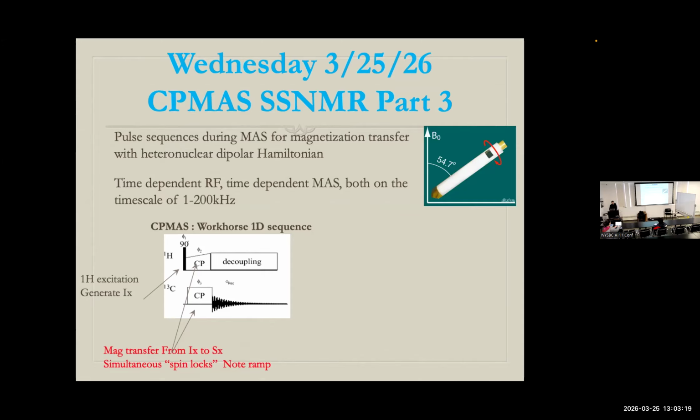This is what we're going to be talking about today. That's why the text is in red. Magnetization transfer from the protons to the carbon by means of simultaneous spin locks. That's what we're going to dig in on today, maybe today and tomorrow, because I need to leave time for your problem sessions and everything. Simultaneous spin locks, and I ask you, please note the ramp.